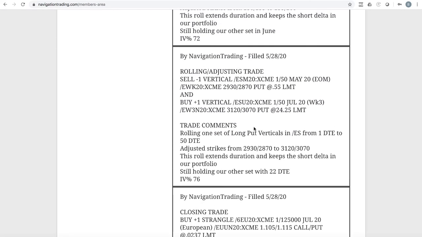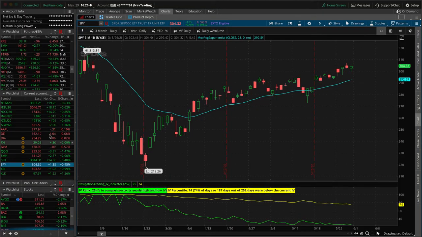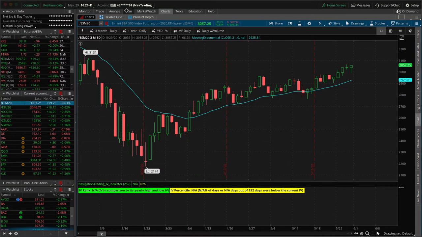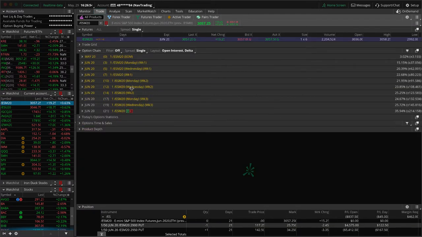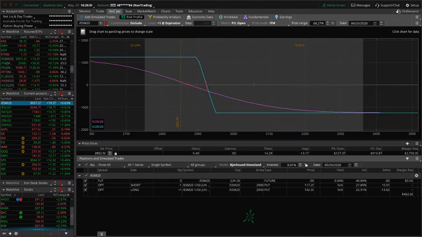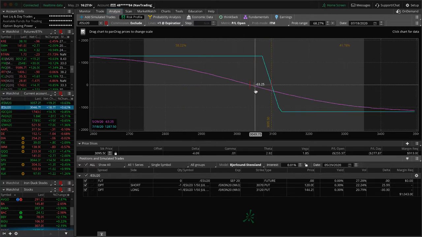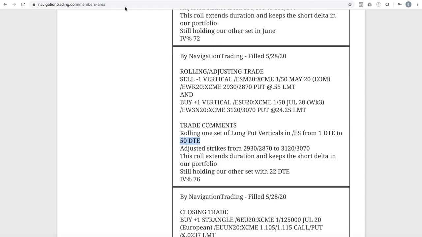We've got a rolling and adjusting trade in ES. We rolled one set of our long put verticals in ES. We were down to 1 day to expiration, so we rolled that out to 50 days to extend that duration and keep that short delta in our portfolio. We've still got two pieces on here. This one has 21 days to expiration, and you can see price is out of our range here, so we need some down movement to get back into range. The one we just rolled is pretty close to where we put it on, so it's inside the range, just holding that for potential downside exposure.